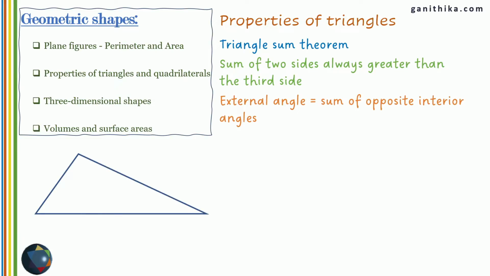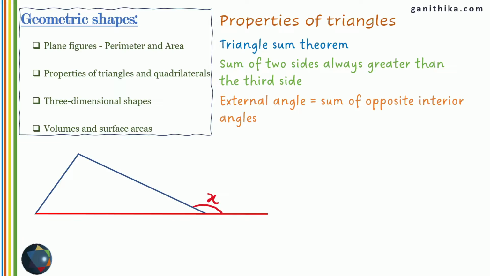Next is, the exterior angle is equal to the sum of the opposite interior angles. What is an external angle or exterior angle? Sometimes we call it an exterior angle as well. How to make the exterior angle? Make an extension of one of the sides of a triangle, and the angle formed outside the triangle with that extended side is called an exterior angle.